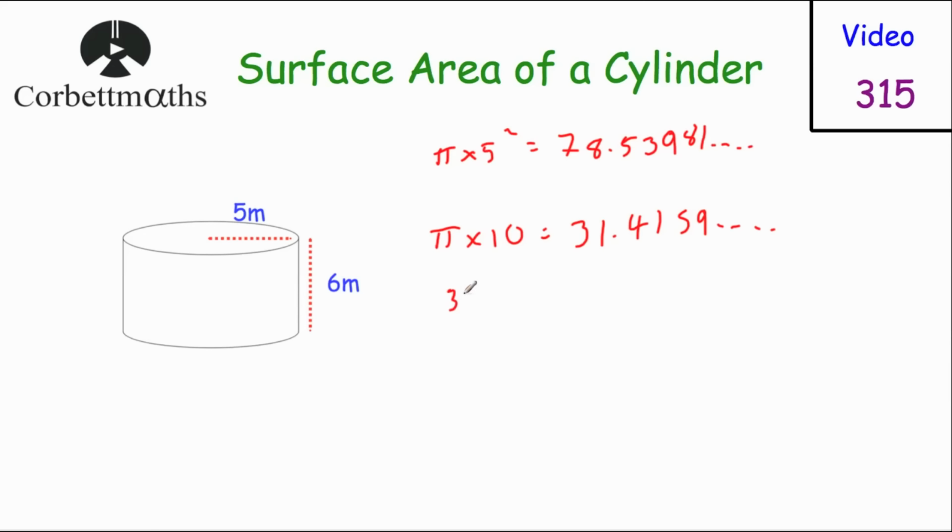So we're going to do 31.4159 and so on, and I've got that in my calculator display, so I'll just press times 6, and that will give me 188.4955 and so on.